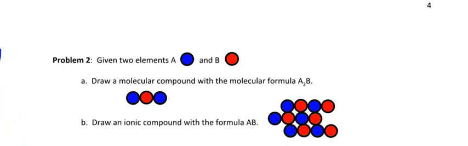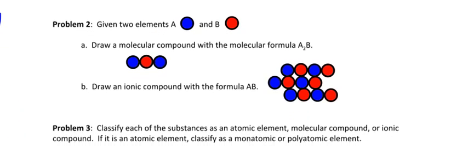Okay, so almost done. So classify each of the following as atomic element, molecular compound, or ionic compound. If it's an atomic element, classify as monatomic or polyatomic element. Go for it. So pause this and see how you do.